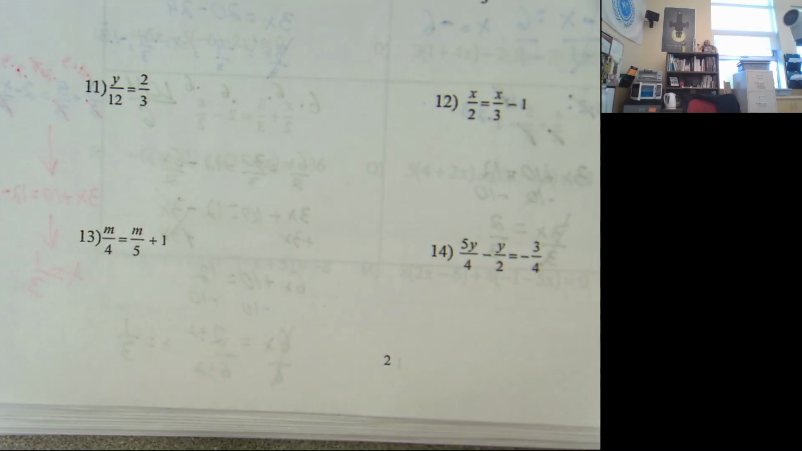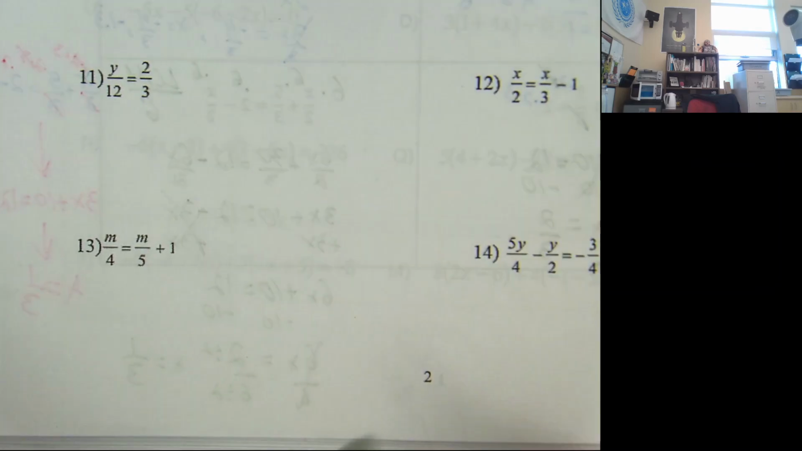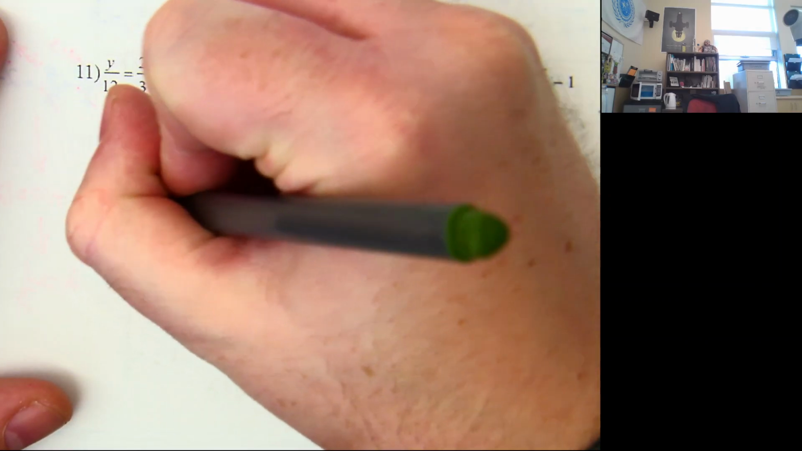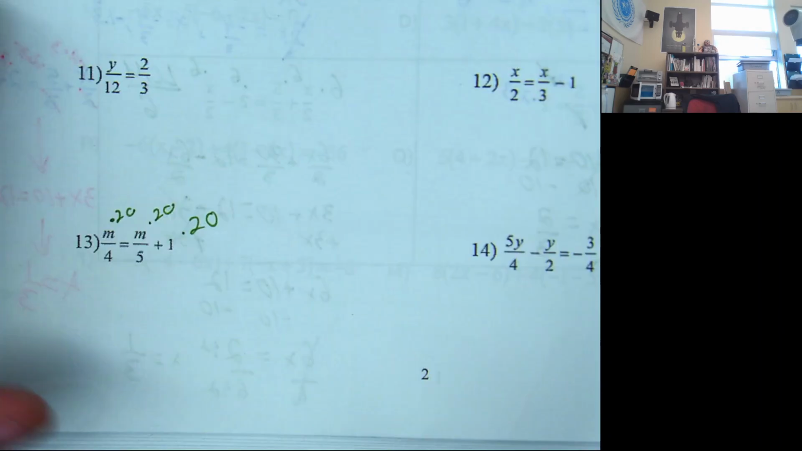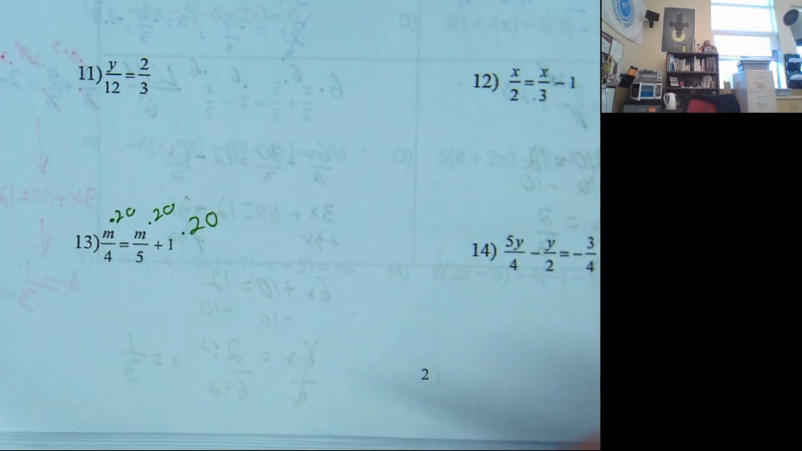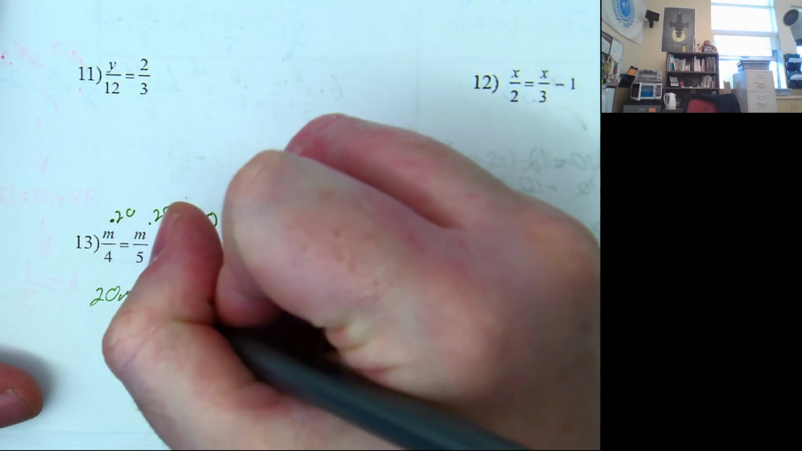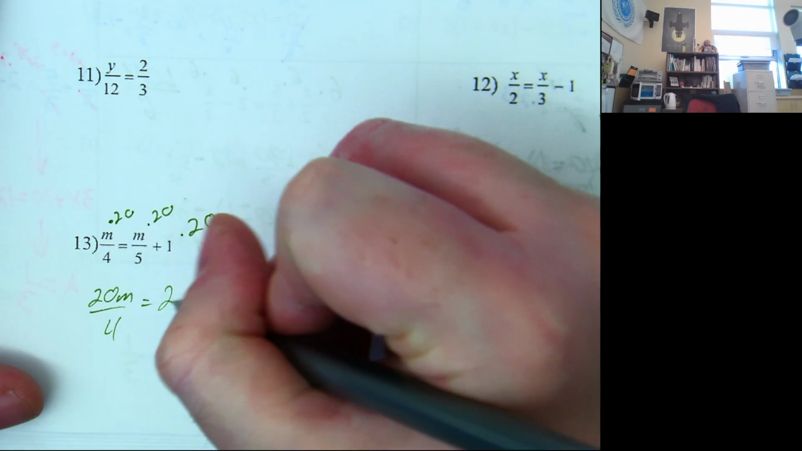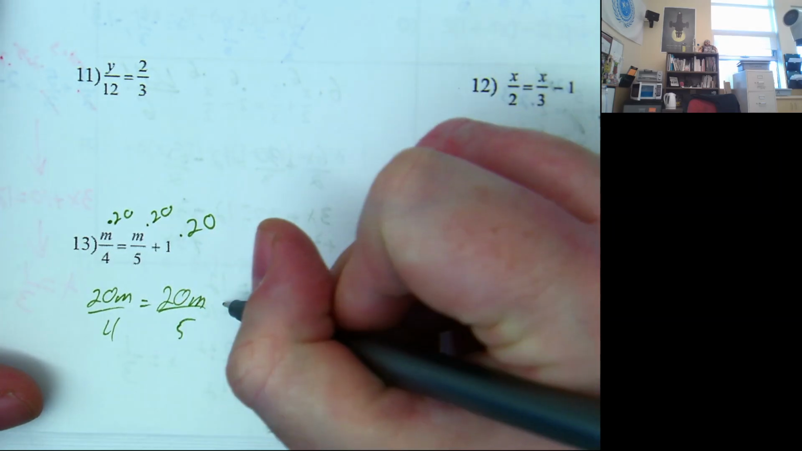Which way do you want me to do it? The lowest common multiple, okay? So what is the lowest common multiple of 4 and 5? Is 20. So I'm going to multiply every term on both sides by 20. Times 20, times 20, times 20. So when I do that, I'm going to get 20m over 4 equals 20m over 5 plus 20.